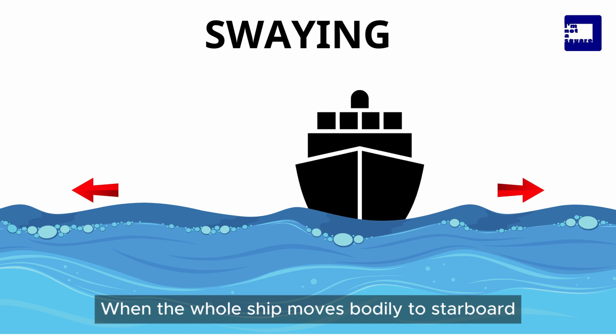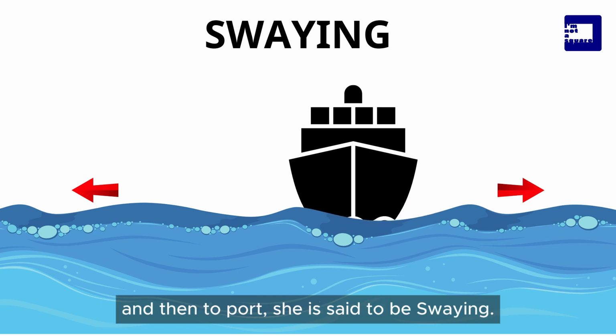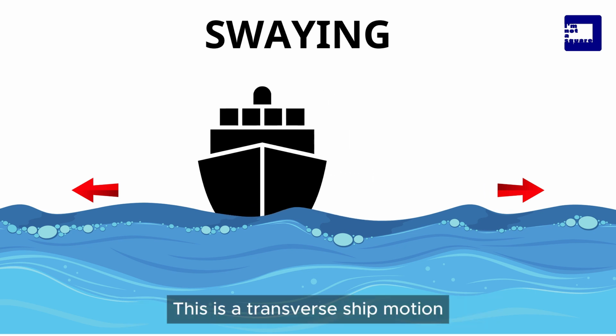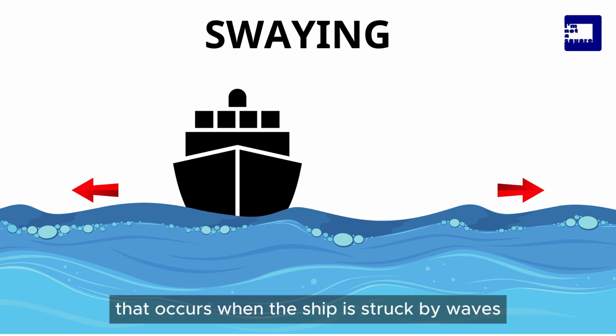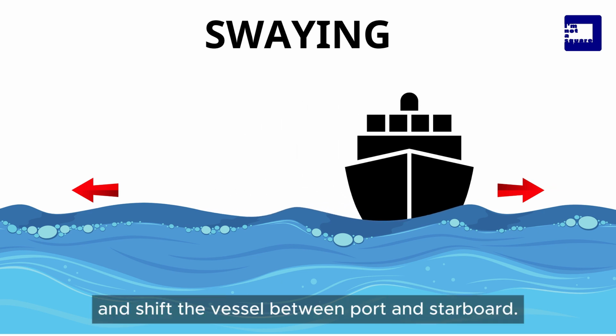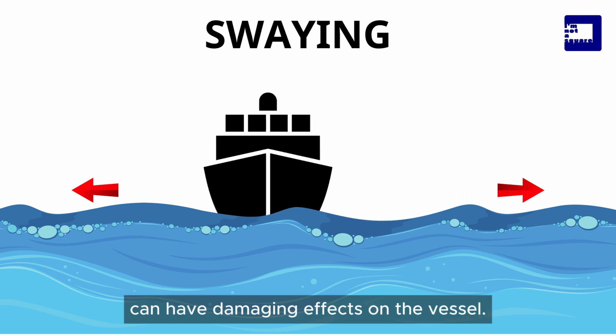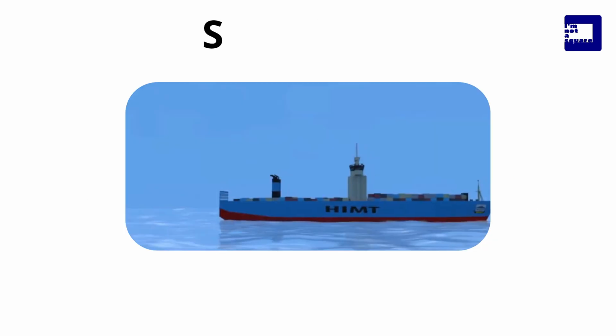Swaying. When the whole ship moves bodily to starboard and then to port, she is said to be swaying. This is a transverse ship motion that occurs when the ship is struck by waves that rock the ship and shift the vessel between port and starboard. This motion from side to side can have damaging effects on the vessel.